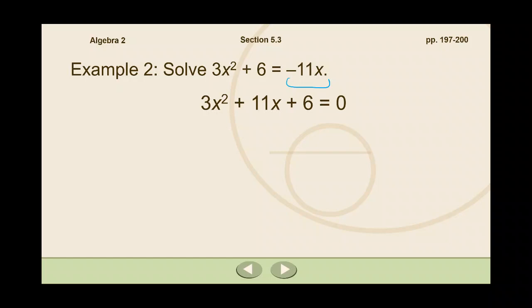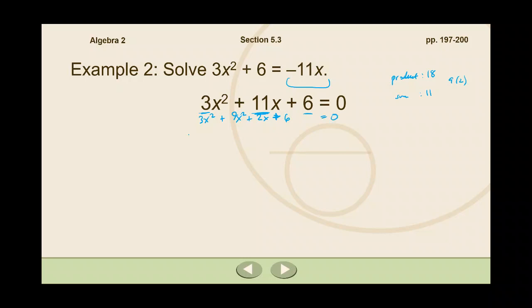So I'm going to have to replace this middle term by finding numbers that have a product of 18 and a sum of 11. Product, sum. What numbers satisfy those requirements? Well, 9 times 2 equals 18. They have a sum of 11. So I'm going to actually insert a step here: 3x squared plus 9x plus 2x plus 6 equals 0. Now I'll do some factoring.